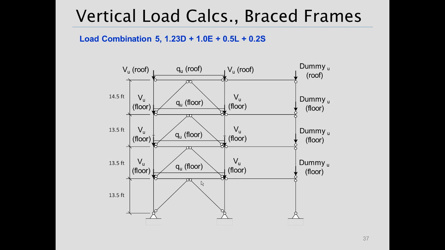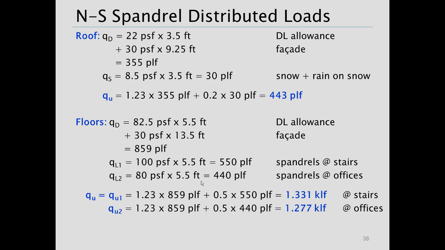Okay, so load takedowns. We've got roof loads. We walk through everything. We're basically using a 3.5-foot tributary width on the spandrels for the dead load.